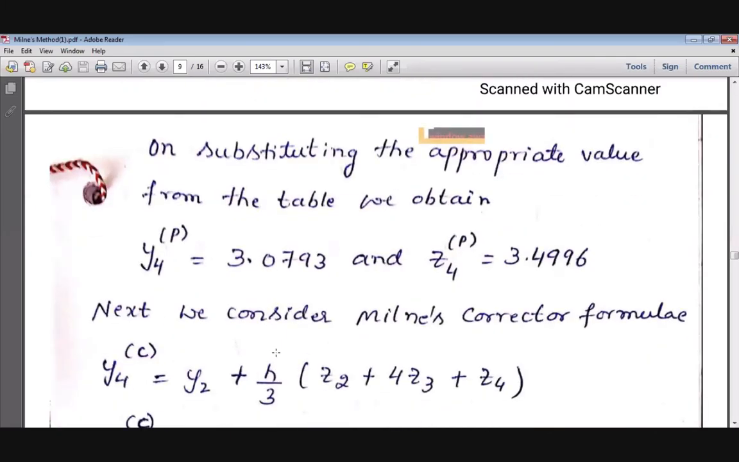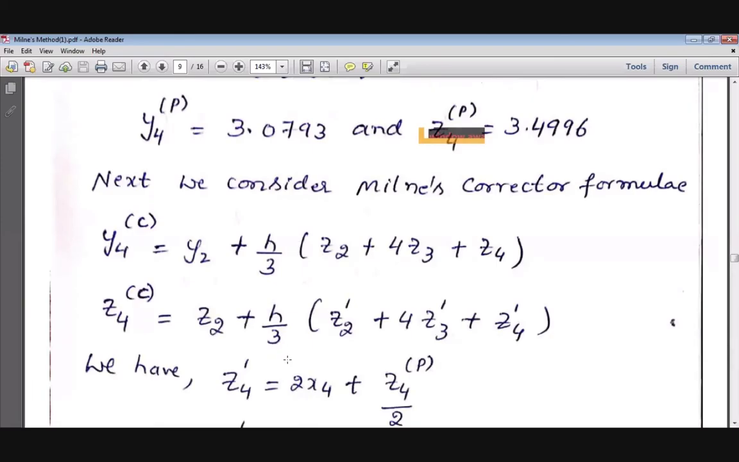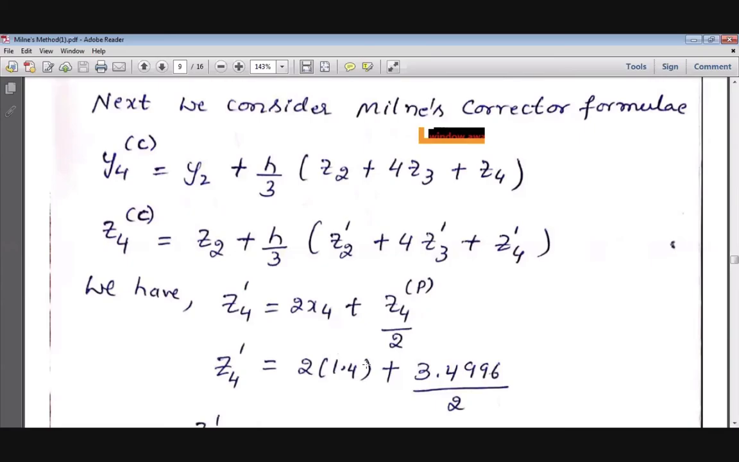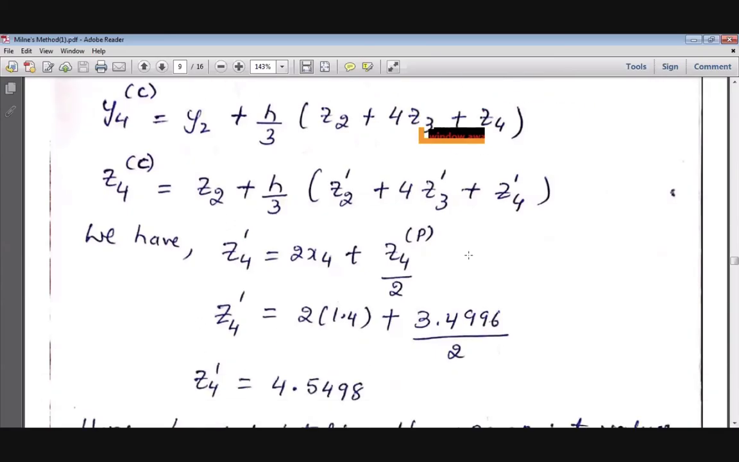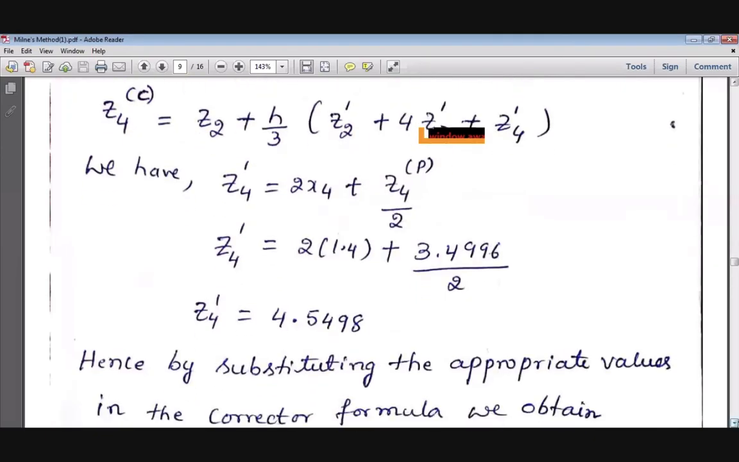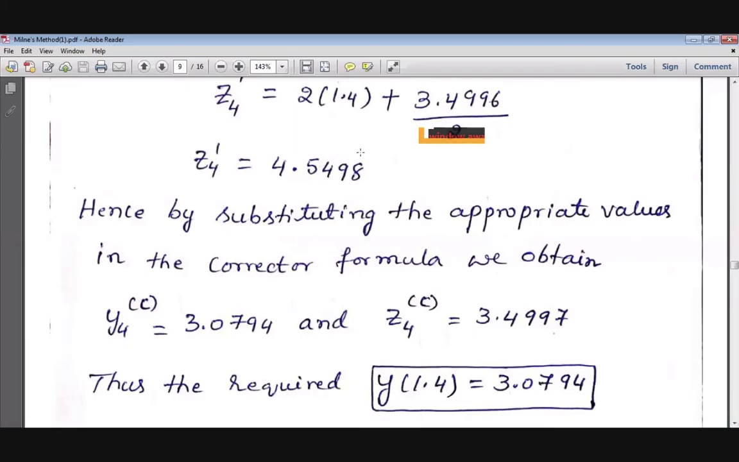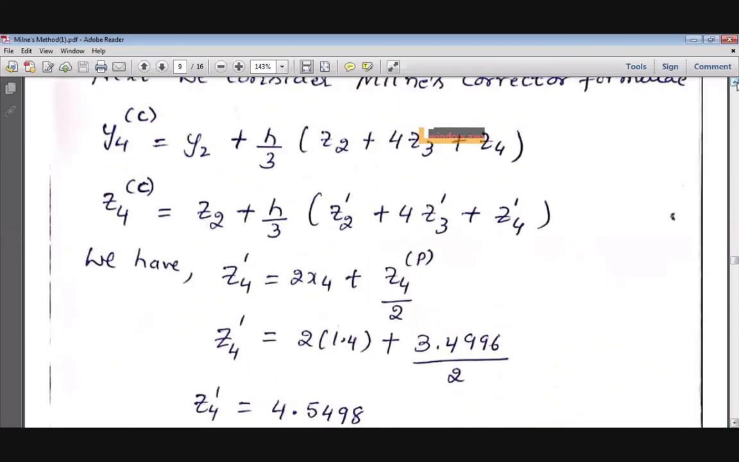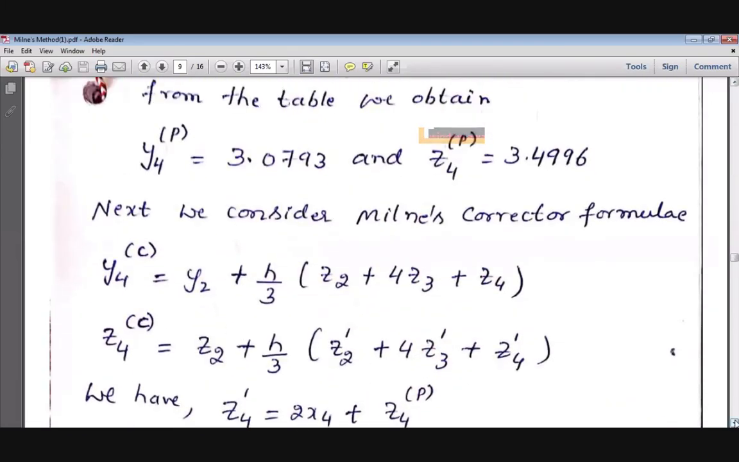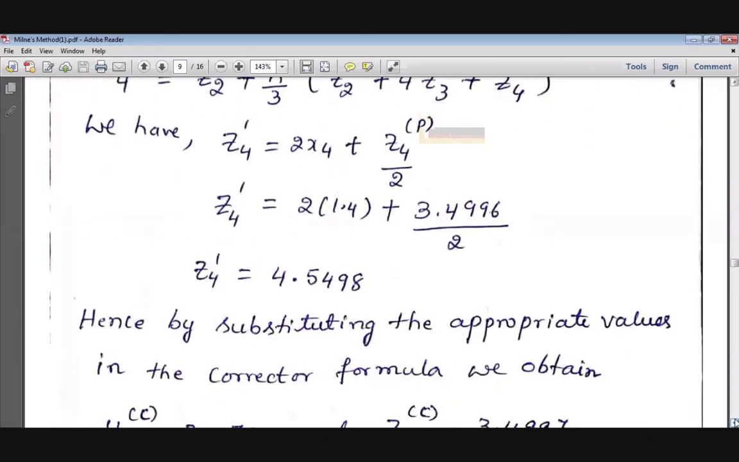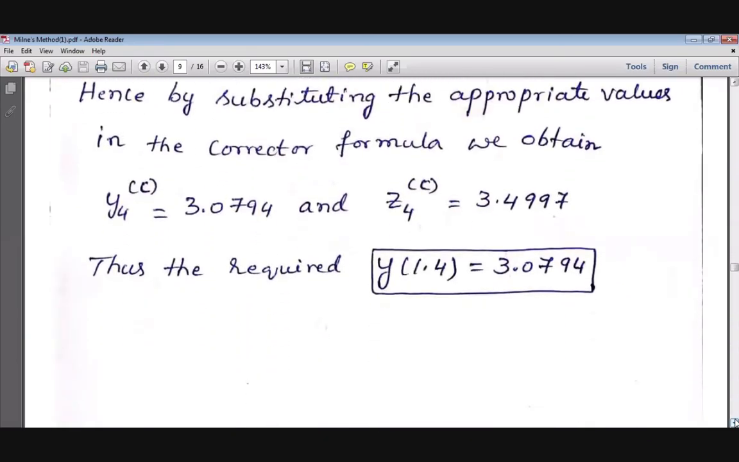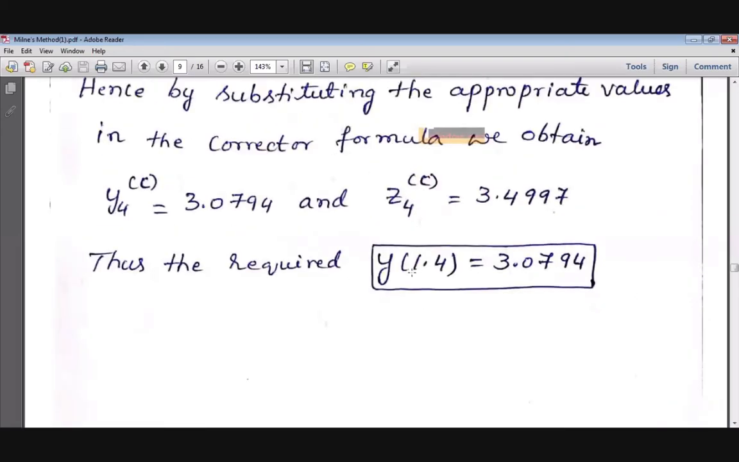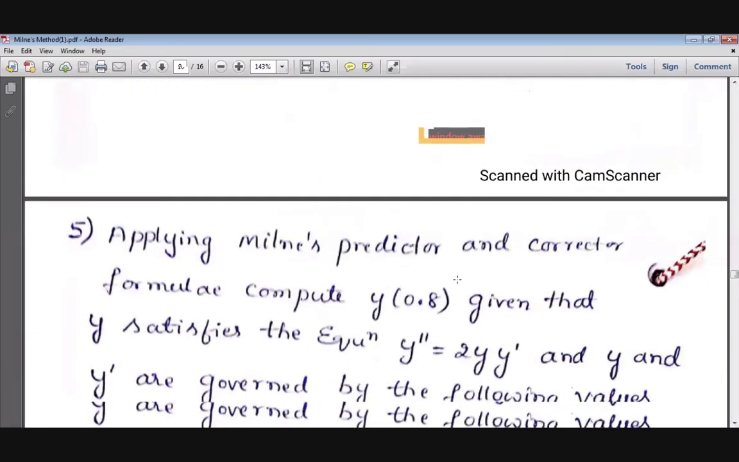Then corrector formulae, these are the corrector formulae. For that we need y4 and z4 dash, that will be this much. Substitute back z4 dash in the formula. So we got all the values for this formula. Substitute back, you will get y4 of c, z4 of c. Okay, this is y4 of 1.4.